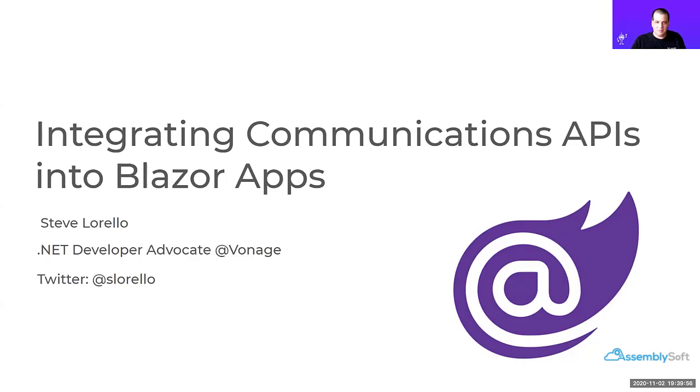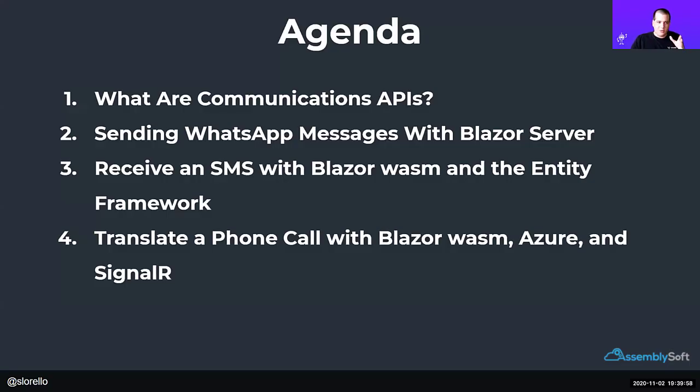So I'm going to go over a little bit of the agenda first. When I first built this talk, it was meant as an introduction to the multiple flavors of Blazor. Naturally, this group is a little more in tune with the Blazor technology, so I'm going to skip a lot of the preliminaries and jump straight into the demos that I built for this. However, I'm going to start out with a very brief conceptual introduction of what communications APIs are and what they enable us to do.